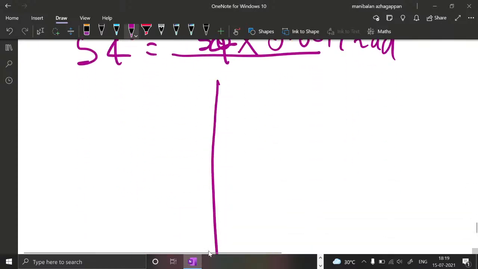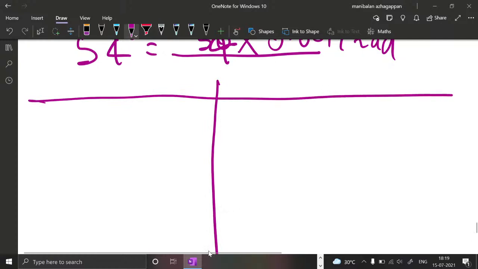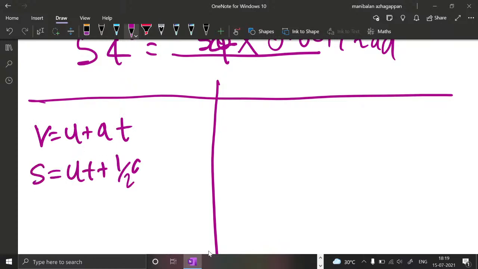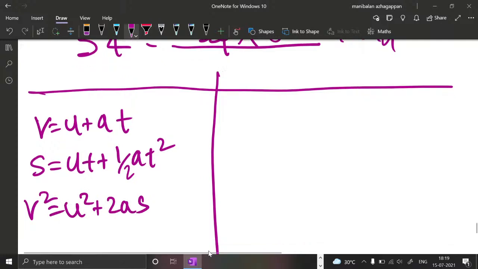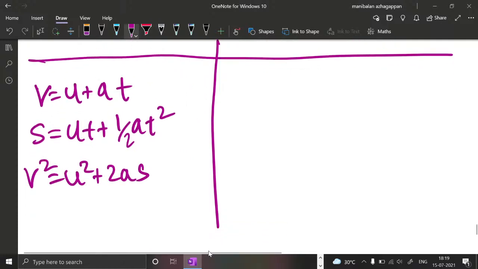So from linear motion to rotation motion, I'm going to do it with the equations of motion. Here v is equal to u plus at. Then s is equal to ut plus half at square. Again, v square is equal to u square plus 2as. Here u is the initial velocity, v is the final velocity, a is the acceleration, and t is the time period.